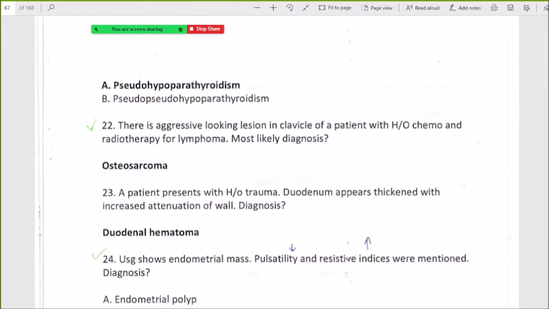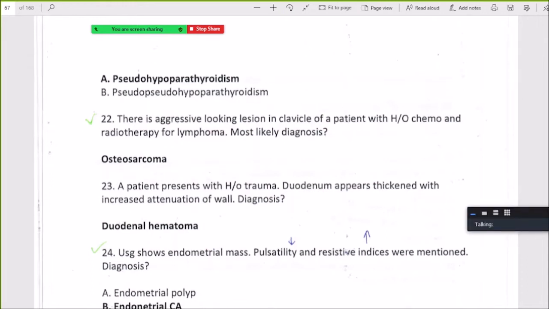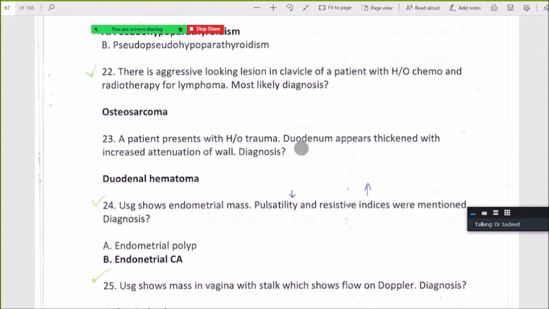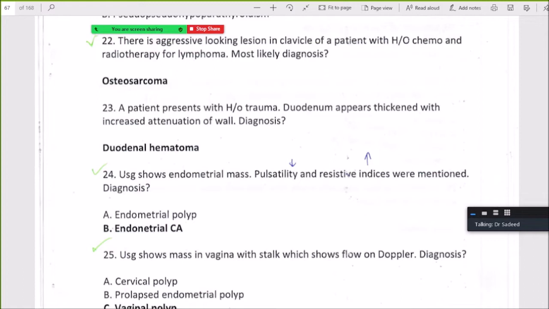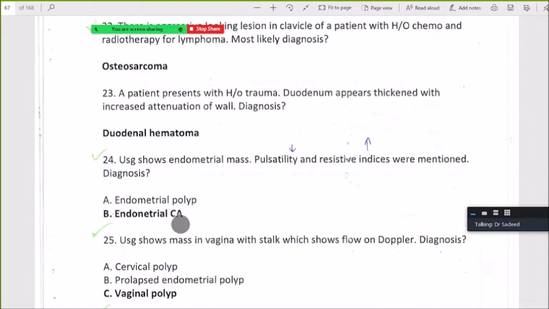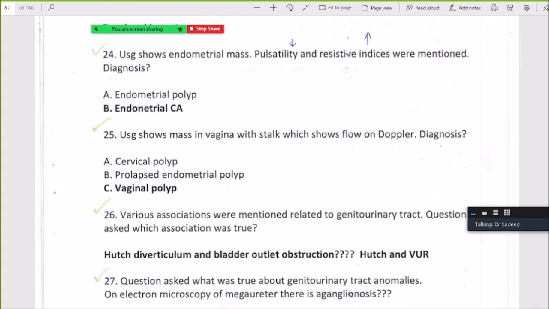22. There is an aggressive looking lesion in the clavicle with a history of chemo and radiotherapy for lymphoma, most likely diagnosis osteosarcoma. 23. A patient presents with a history of trauma. The duodenum appears thickened with increased wall density. Diagnosis: duodenal hematoma. 24. Ultrasound of an endometrial mass, pulsatility and resistive index were mentioned. Diagnosis: endometrial carcinoma. Pulsatility is decreased and resistive index is decreased.